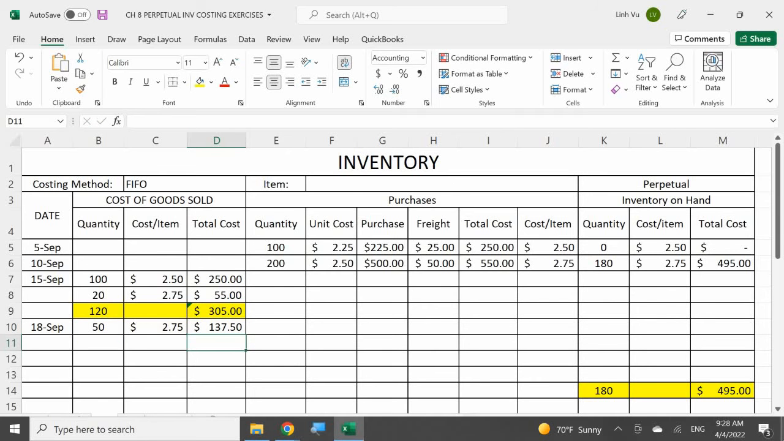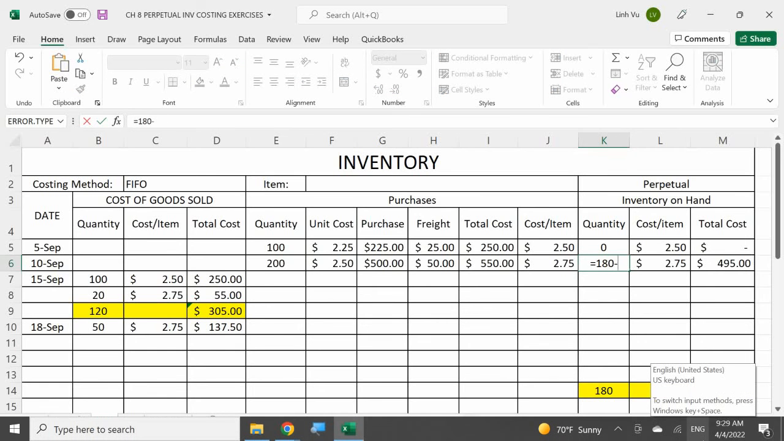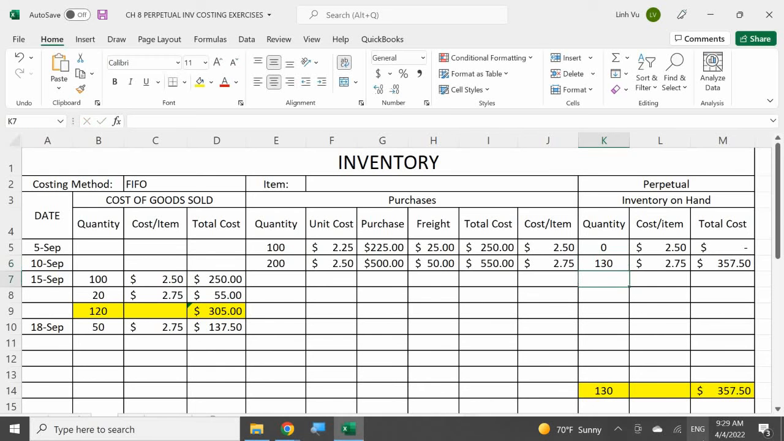$137.50. Good. So now I need to update my inventory because I got rid of 50 more units. So in this case, what is 180 minus 50? $130. Okay, times $2.75 each should give you a total of $357.50 because you got 50 cents off, so therefore 50 cents. Okay, so you have 130 more units left.